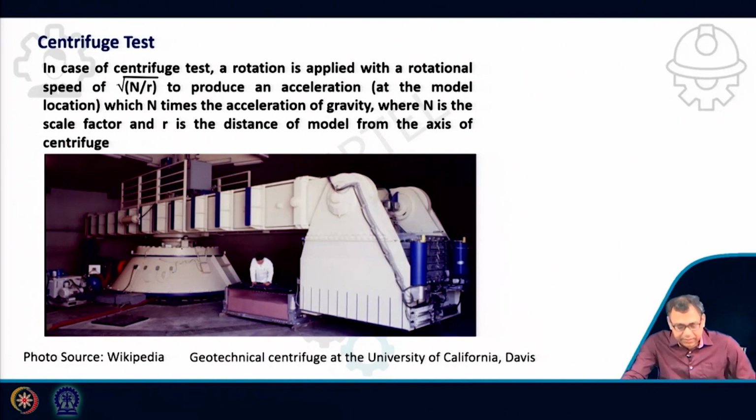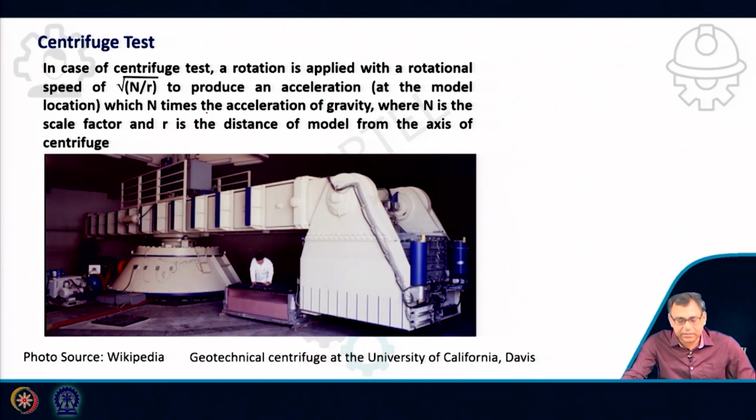You can see, this is the model tank. This is your centrifuge tank, inside which we will place our structure, the geotechnical structure, or the structure that we want to test. Now you have to rotate it with a rotational speed of root over n by r. What is n? n is the scale factor, that I will discuss, because that is the advantage of the centrifuge test over the shake table test.